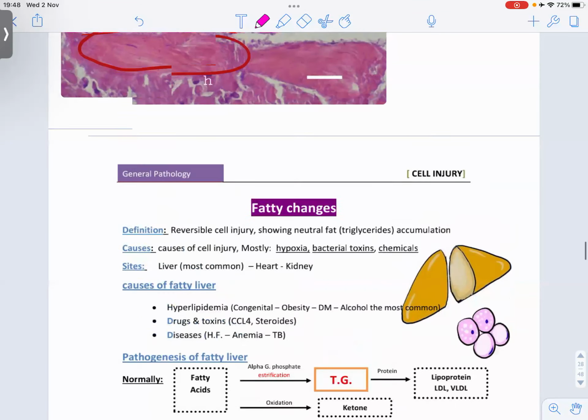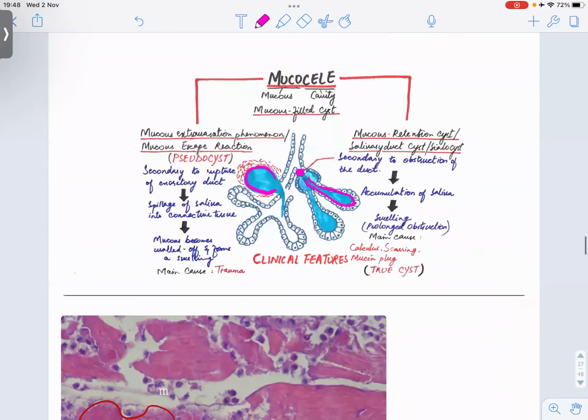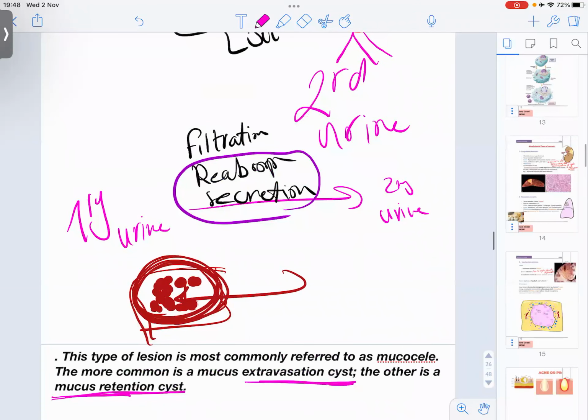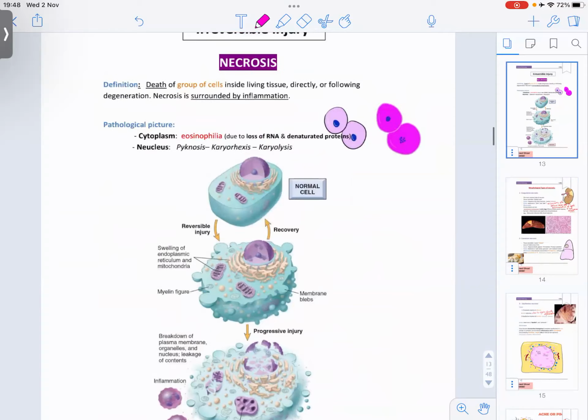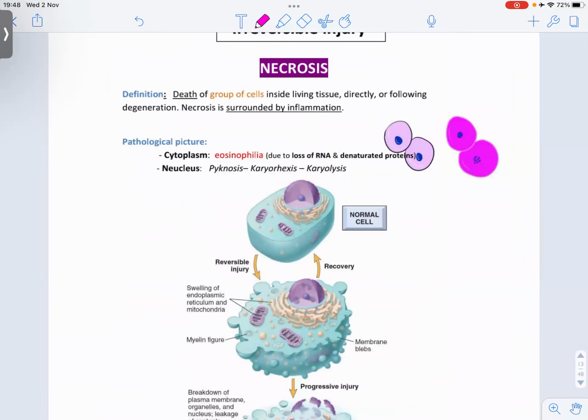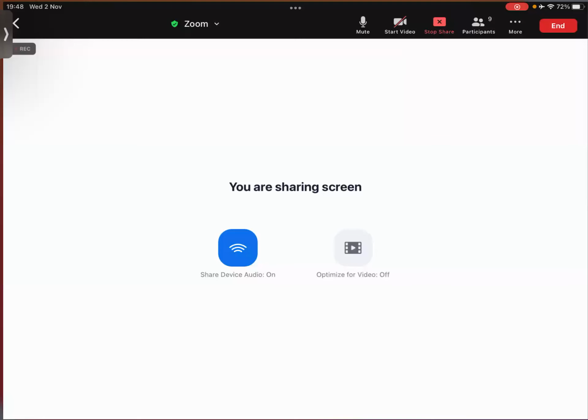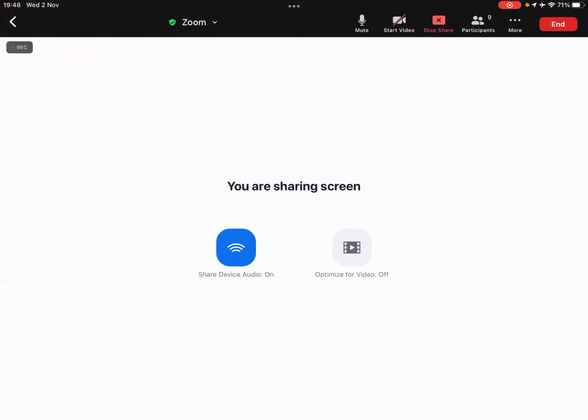Now we will talk about irreversible cell injury, and the first one is necrosis. Necrosis is a very tough and very cruel feature of irreversible cell injury. Normally, we don't get necrosis in just one cell. Necrosis always occurs in a group of cells.